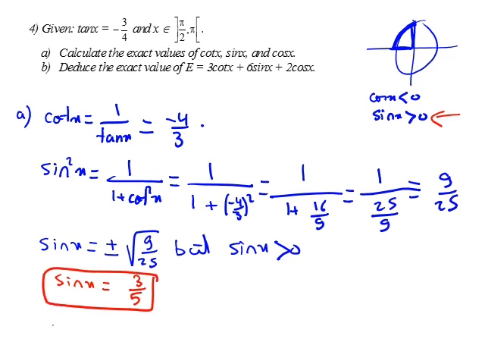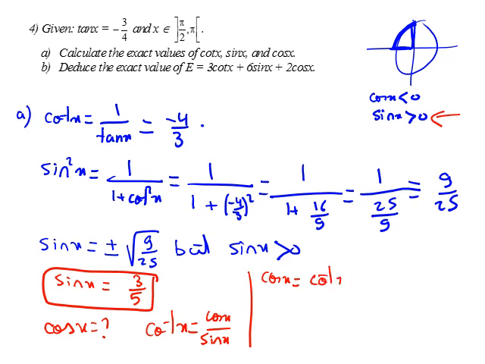Now cosine x. We know that cotangent x equals cosine x over sine x. So cosine x is equal to cotangent x times sine x, which is minus 4 over 3 times 3 over 5. So the answer is minus 4 over 5.